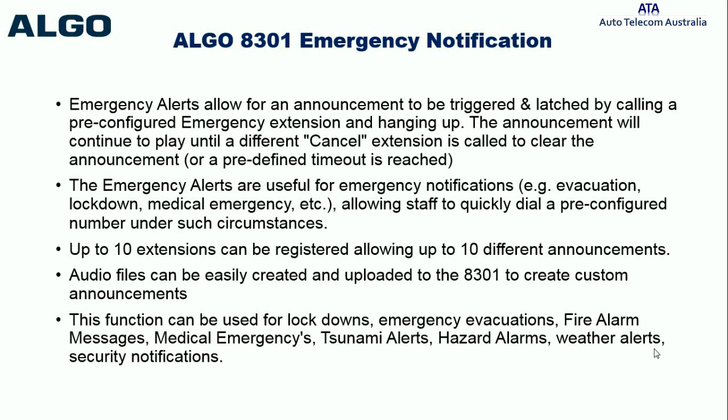You've got another extension that you can dial that'll cancel it. So once you dial, say 400, and then you go 409 to cancel it, if you dial 400, it will simply broadcast the message and keep repeating the message until someone cancels it by dialing another cancel extension number.